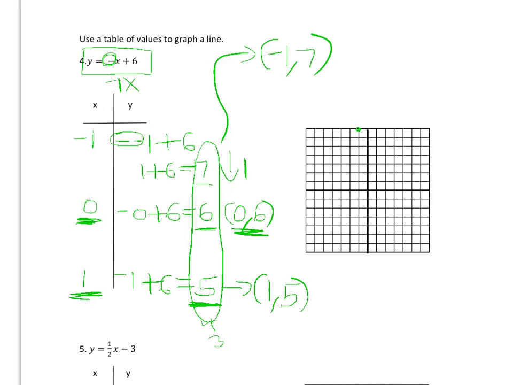Then we have 0, 6. So I'm just going up 6. Here is 0, 6. Then we have 1, 5. So from the origin, I just go to the right one. I go up 5. 1, 2, 3, 4, 5. You can see I made a mistake here. Because I know I made a mistake. Because look, if I go up 0, 5, this does not make a line. It doesn't make any sense.